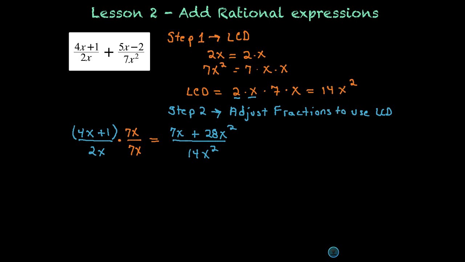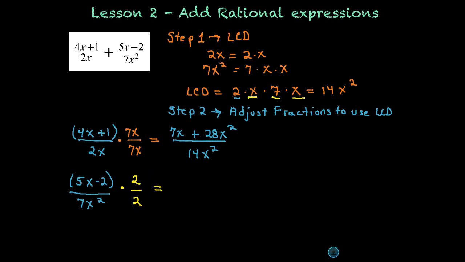Okay, good. Now we need to do the same thing with our second fraction. So our second fraction is 5x minus 2 over 7x squared. Let's go ahead and look at our denominator and see what's missing. So here's our lowest common denominator. What do we have? Let's underline what we have. We have a 7 and we have 2 x's. So we have this x and we have this x. What's missing? It looks like just the 2 is missing. So let's go ahead and multiply the top and the bottom by 2.